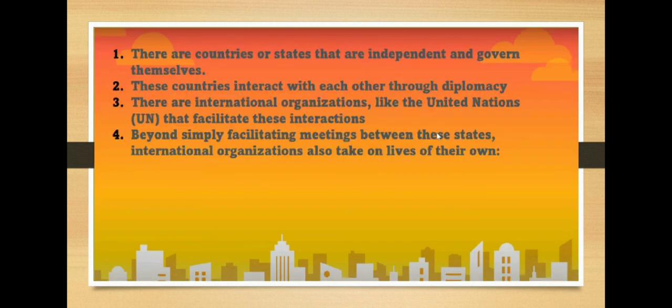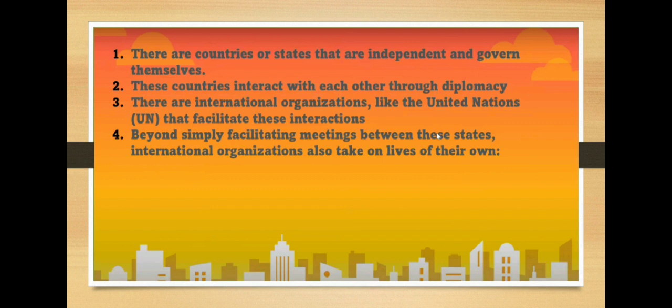So, first is, there are countries or states that are independent and govern themselves. So, ibig sabihin, may mga countries na or government na pinapamahalaan nila ilang sarili. So, gitawag sila nga independent kay walay magbuot sila ha kung unsa ilang buhaton or i-include na laws. Next is number 2, these countries interact with each other through diplomacy. So, ang isang bansa ay nakikipag-communicate or nakipag-kaibigan sa ibang countries through diplomacy, or like sa lain countries maki collab or kana makig diplomacy sila.